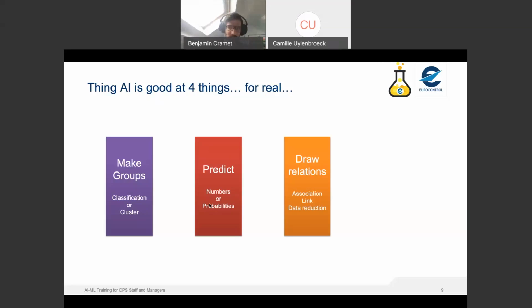Draw relations. Here we have association, link, and data reduction. Association is like when you browse Amazon and it proposes other products that you are likely to like. So when someone tells you we can do association with AI, think of this. It links things in an ensemble, in an amount of data. Link is more like the friends recommendation or the video on Netflix. You have this friend, so you are likely to like that video or that person.